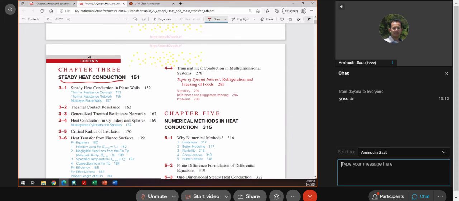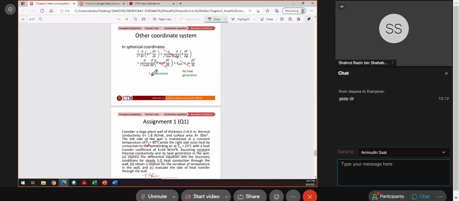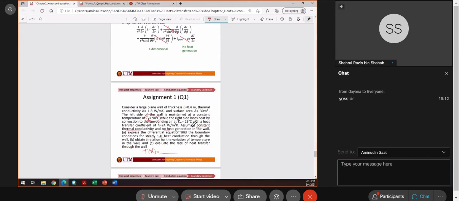You have a question? Yes, ada question. Syahrul Razin: Untuk problem yang 258 tadi, T infinity tu sama dengan T2 ke? T 0.4? T infinity is not T2.